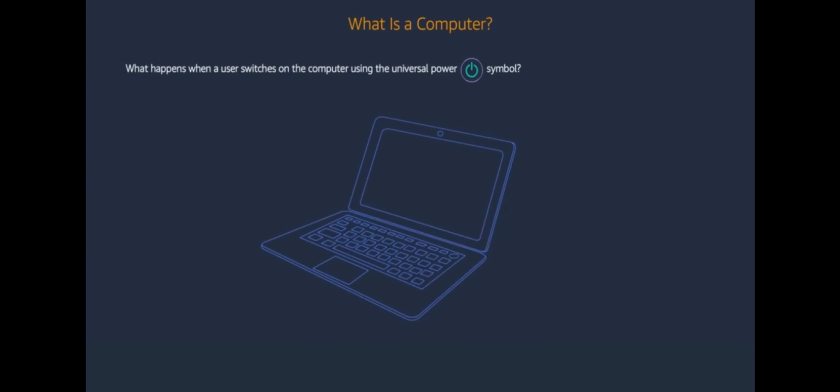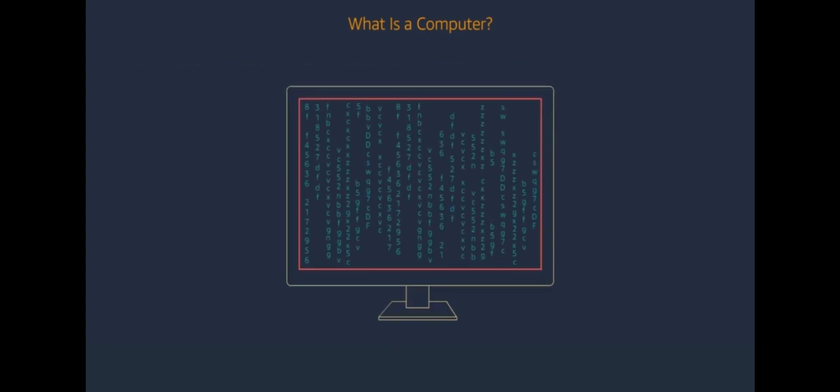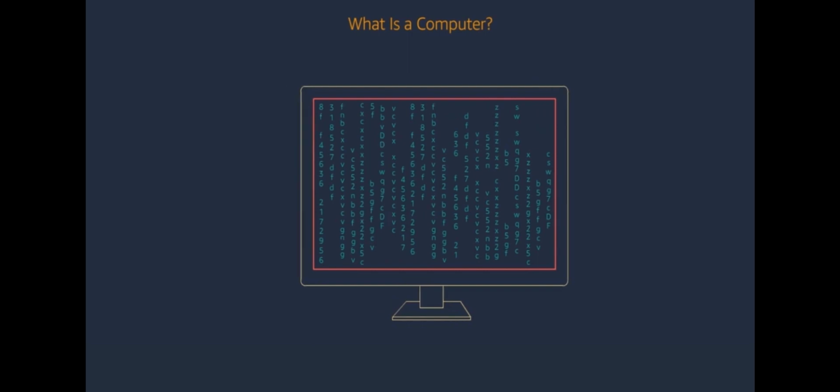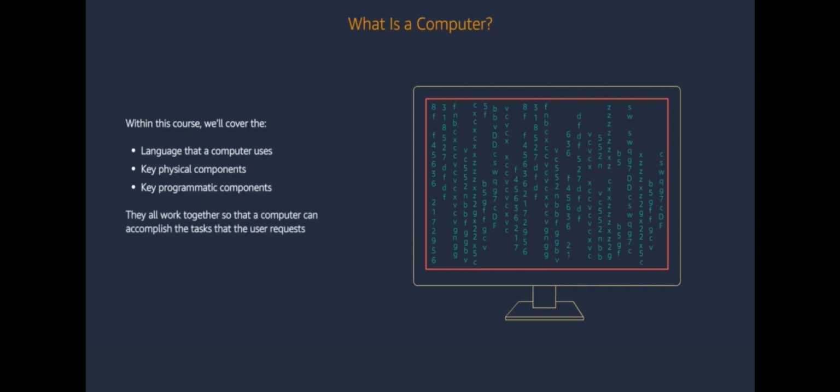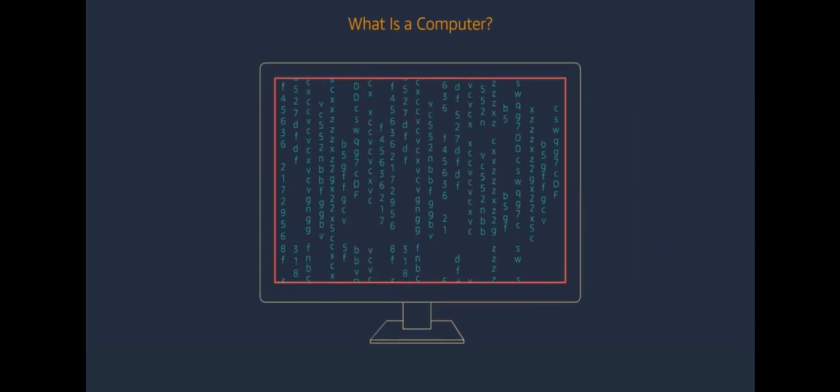So, what happens when a user switches on the computer using the universal power symbol? Let's look inside a computer for answers. Within this course, we'll cover the language that a computer uses, the key physical components, and the key programmatic components. They all work together so that a computer can accomplish the tasks that the user requests. Let's dive in now.